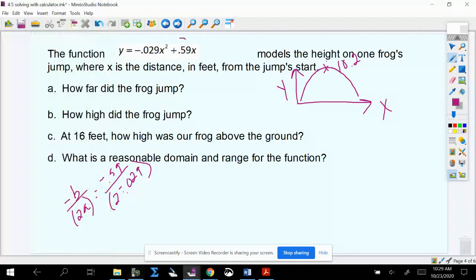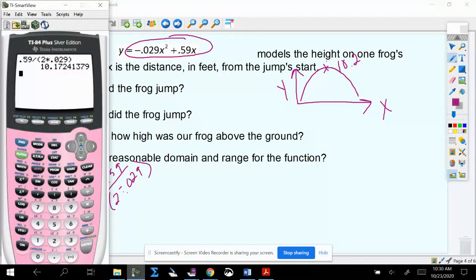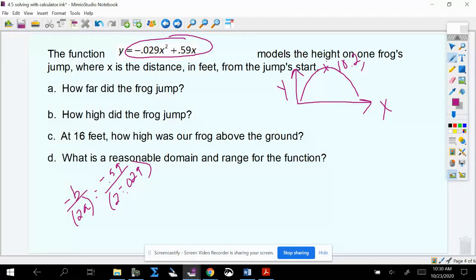And I'm going to plug that back into this equation for x to figure out the y value, or the height. So I'm going to type in negative 0.029 times 10.17 squared (it will tell you how much it wants you to round) plus 0.59 times 10.17. We get a y value of 3. So what that means is when it gets to the vertex, horizontally, the frog has traveled just over 10 feet, and vertically, the frog has traveled about 3 feet.